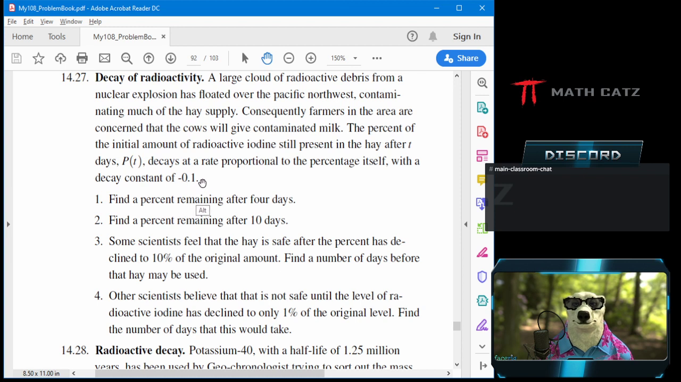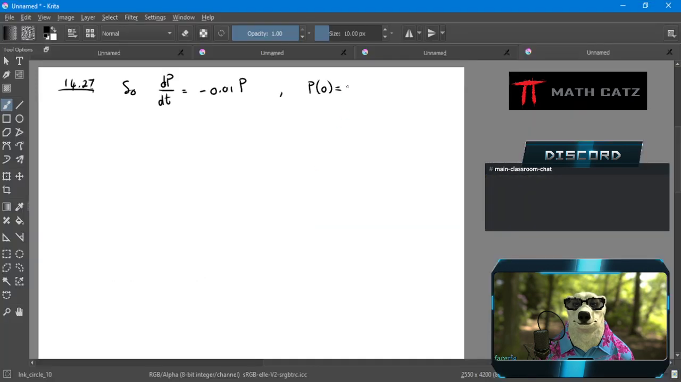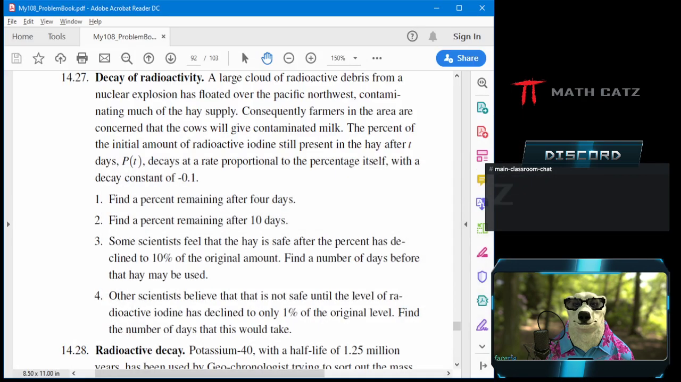Now it's a little bit deceptive here because the amount is a percentage, so at the start there's 100% of the radioactive substance and then it starts decaying. So I'm going to start here with 100. Now my differential equation is always the same regardless of the name of the variable.